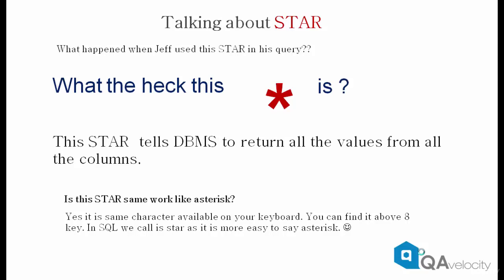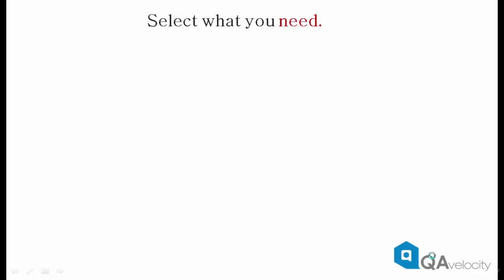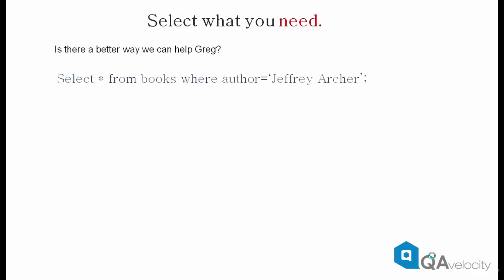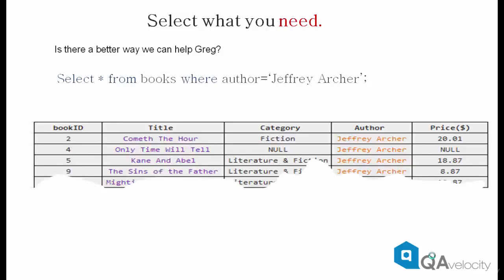You can find it above 8 key. In SQL, we call it star as it is easier to say star than asterisk. Now Jeff got confused. Is there any way to get the exact value? Let's help Jeff by writing a better select statement. Let's add a where clause in Jeff's select. Now the query becomes select star from books where author equal to Jeffrey Archer. And this query returns only those books which are written by Jeffrey Archer.